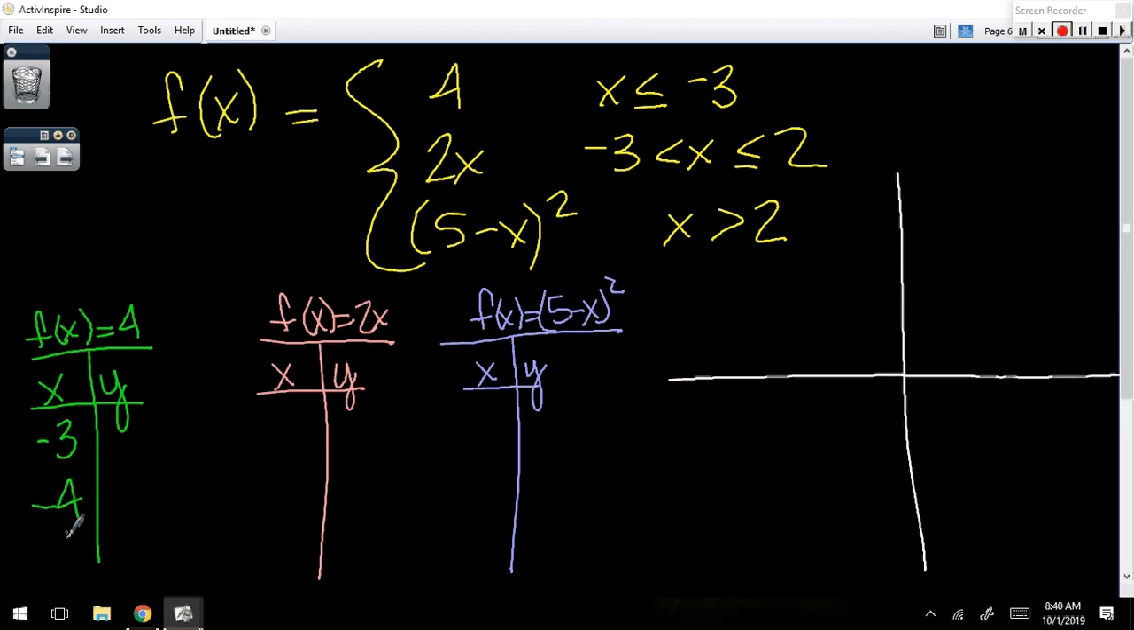-4, smaller than. It doesn't matter what you plug in for X. What's the value of Y going to be? 4. Y is always 4. The equation is y equals 4, because no matter what x is, y equals 4. X is 100, y is 4. X is 2, y is 4. Doesn't matter, y is 4. Okay?